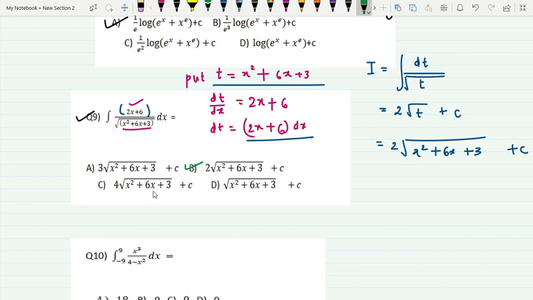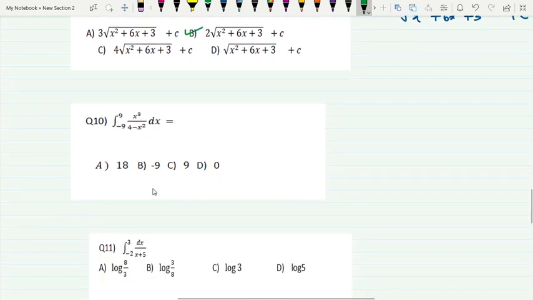Next question is on definite integration. So here it is the property that the integral from minus a to plus a of f(x) dx is equal to 0 when our f(x) is an odd function.